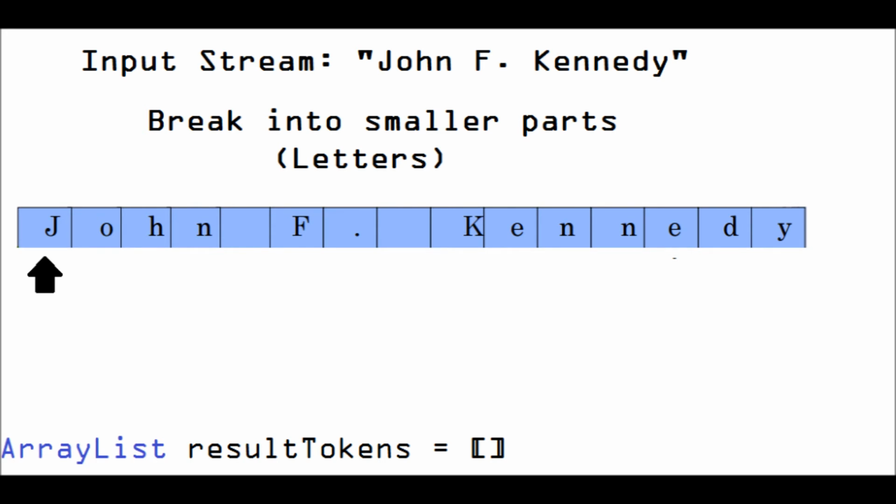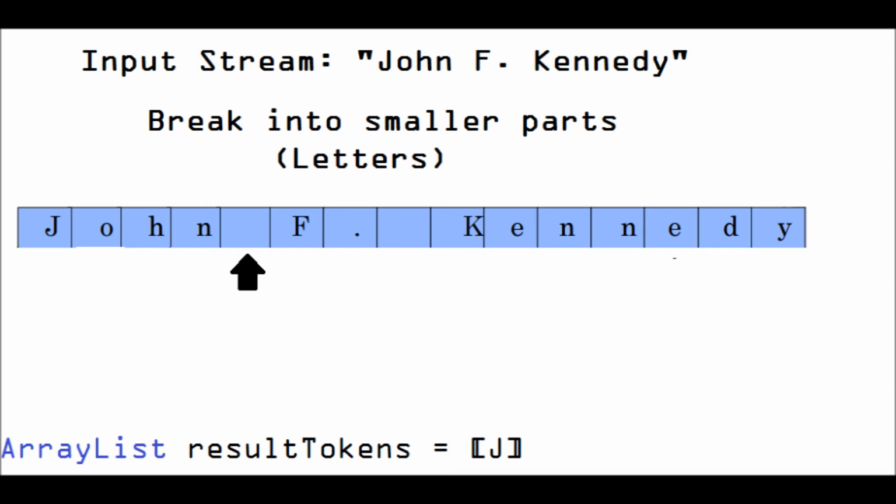So we start off with the first character, which is J. And we see, is that a capital letter? Yes, it is. Let's add it to the result tokens. Now to the next one, is O a capital letter? No, it's not. And so we don't add that to the result tokens list. And we go through each one of these. We see if they're capital and if they're not.